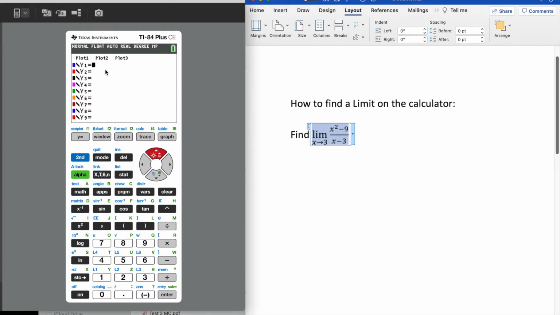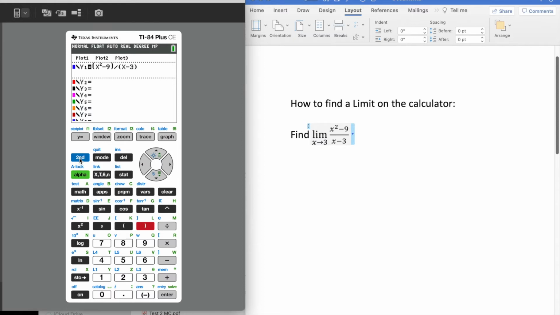The way we do this is we go into our calculator, go into the y equals window, and type this equation in. Because it's a fraction, we need to put parentheses around the numerator and the denominator. So x squared minus 9 is my numerator, divided by the denominator, x minus 3. Okay, I've typed that in.